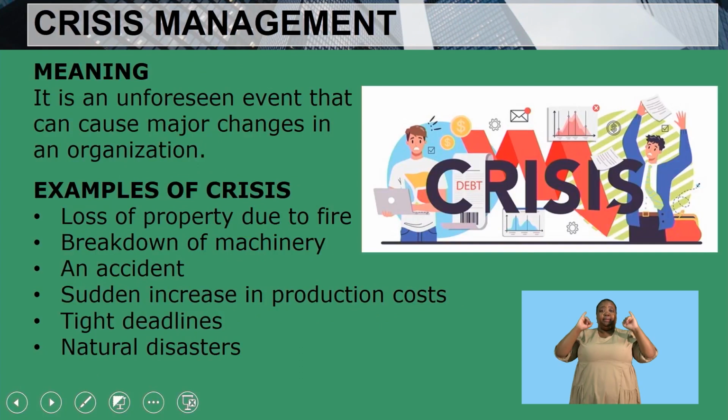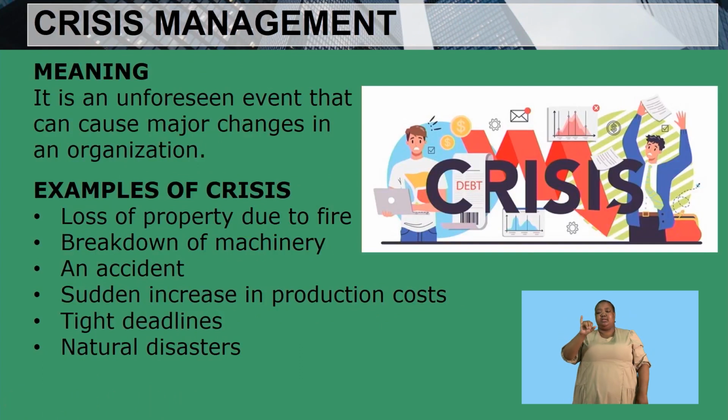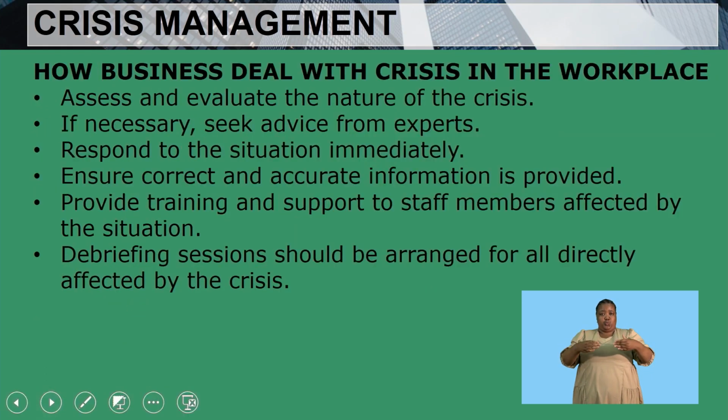Now let's look at crisis. Crisis, like I said, is an unforeseen event that causes major changes in the organization. Examples are fire, breakdown in machinery, and an accident. If you remember, all these are faced by a group at large and not an individual. Now, how can we manage crisis in the workplace?